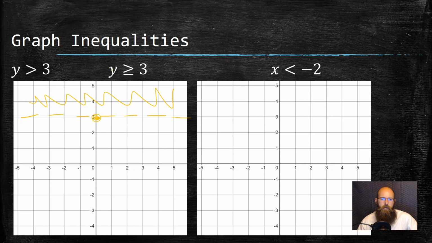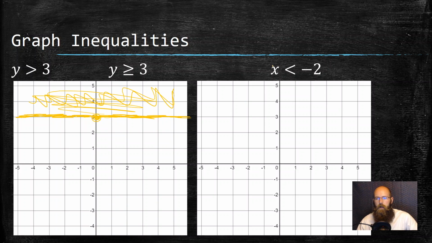This next one, right next to it, has one slight difference, that little line right there. That line means that it's also equal to. So this would read y is greater than or equal to 3. And if that's the case, instead of this being a dashed line, this is a solid line. And y is still greater than 3, so I'm still shaded above. But that line becomes solid, and that's the only difference.